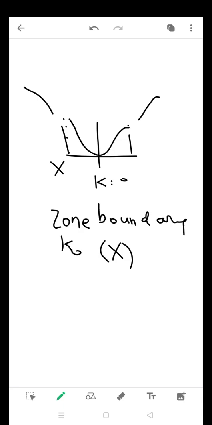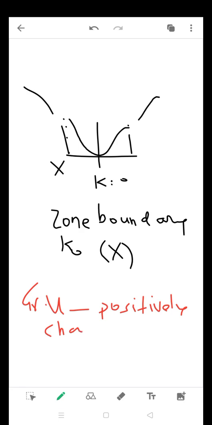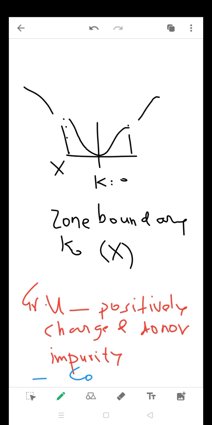Now coming to the impurity addition, the group 6 atom acts as a positively charged donor impurity. So let me write this: group 6 will act as a positively charged donor impurity, and it will give rise to the Coulomb potential.